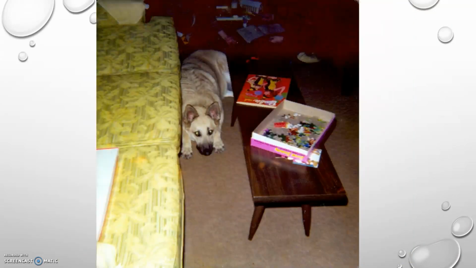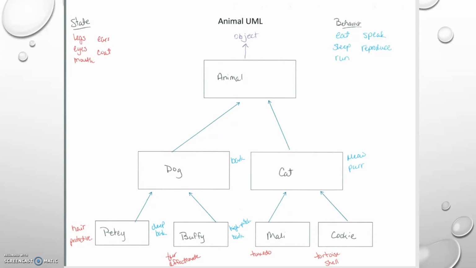Go back to my UML. So now let's look at Mally and Cookie. Mally is going to inherit everything that an animal has: legs, eyes, mouth, ears, coat, eat, sleep, run, speak, and reproduce. And he's going to inherit the overwritten speak method, which is meow, and he inherits purr. So looking at the coat state, we decided we could redefine coat a little bit more specific for Mally, and we're going to redefine it to tuxedo, since that's his actual breed, but his coat looks like a tuxedo. That's where they get tuxedo.